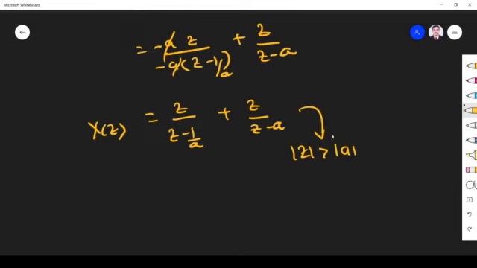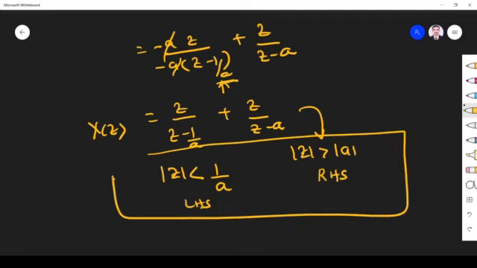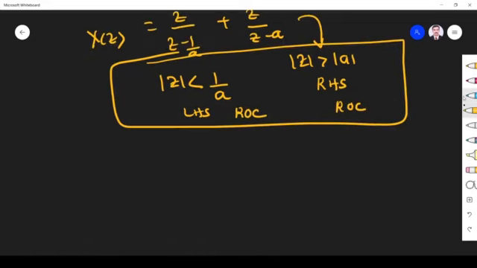Clear? Okay. So here you see it is a left hand side sequence. Right, for left hand side sequence, mod z must be less than this factor 1 by a. This is right hand side. Right hand side means mod z will be greater, left hand side means mod z will be less. So I told already in problem number 1 and 2. So this is what ROC. Right, so together where will be ROC? So ROC will be, mod z must be greater than a, but mod z must be less than 1 by a.